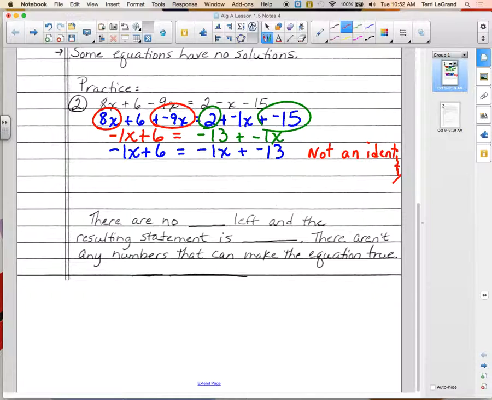What would we do typically now? What would be our next move? Are we ready to solve this? Yeah, what would we do? Add 1x to both sides. Okay, let's do that. Add 1x to both sides.